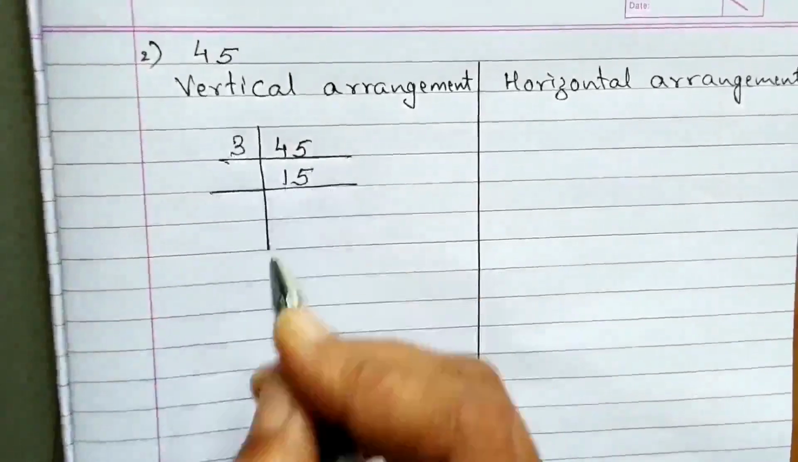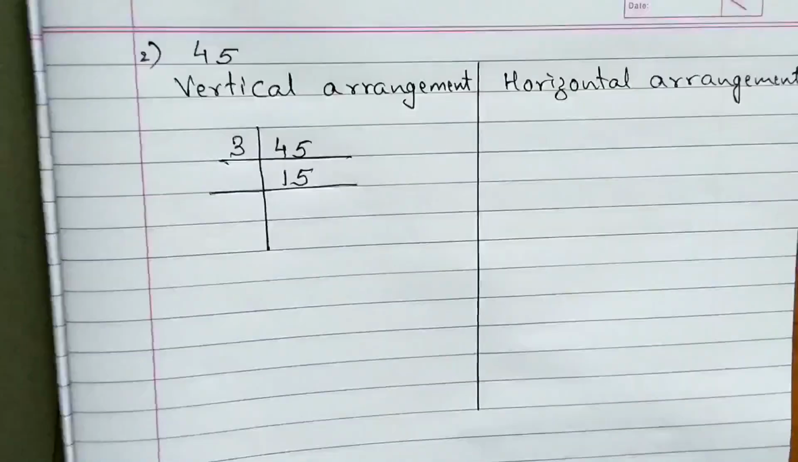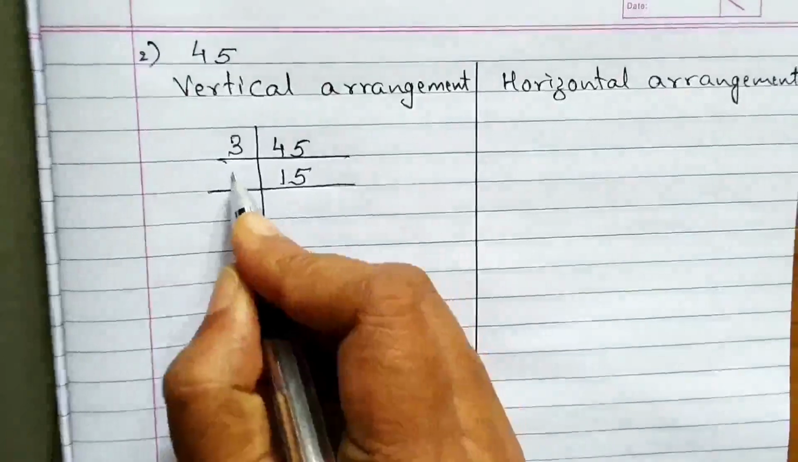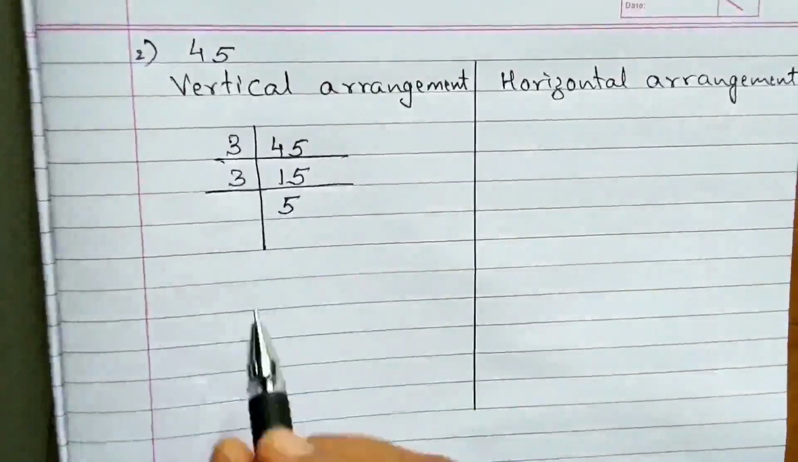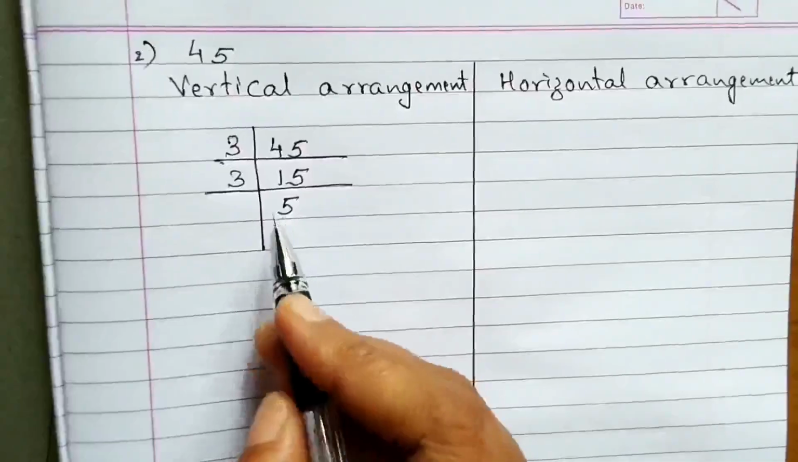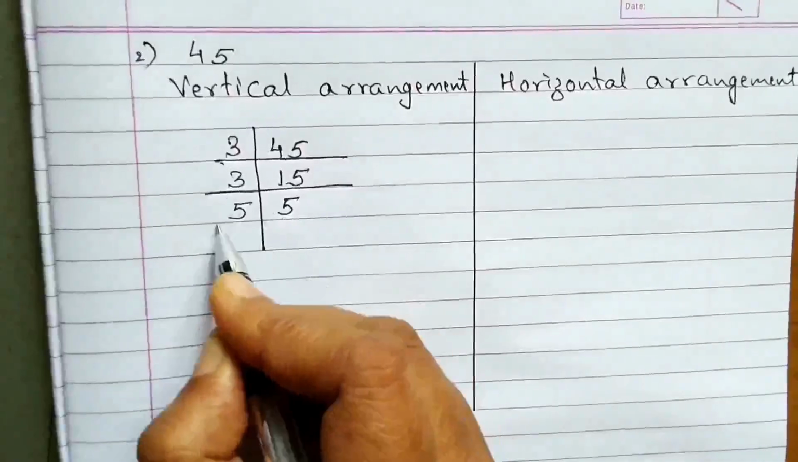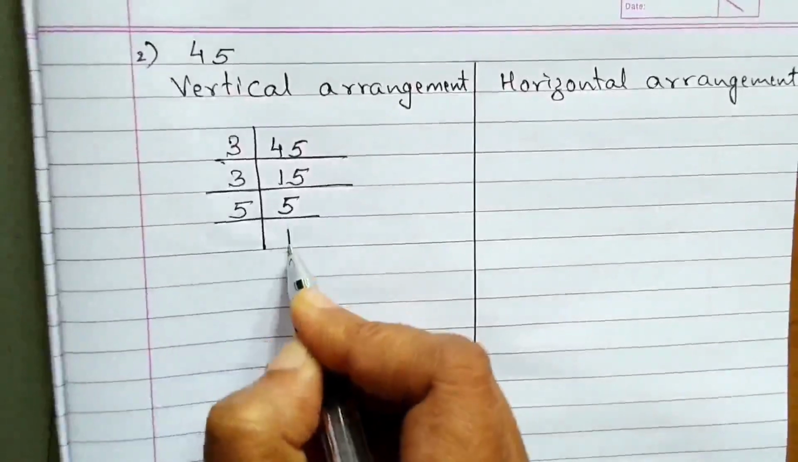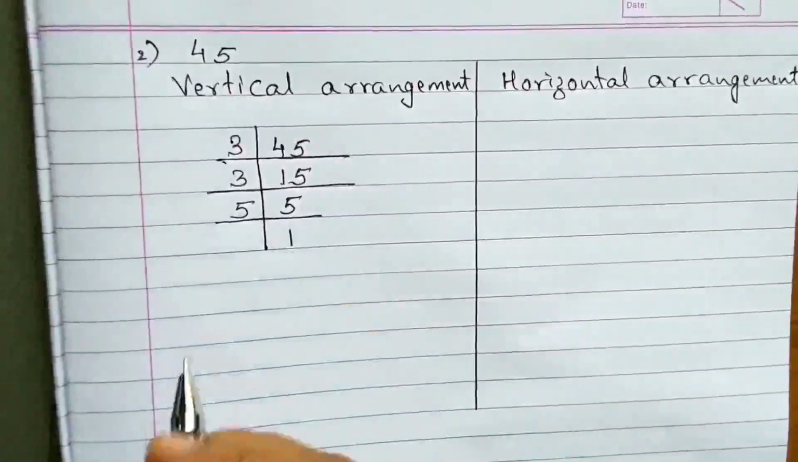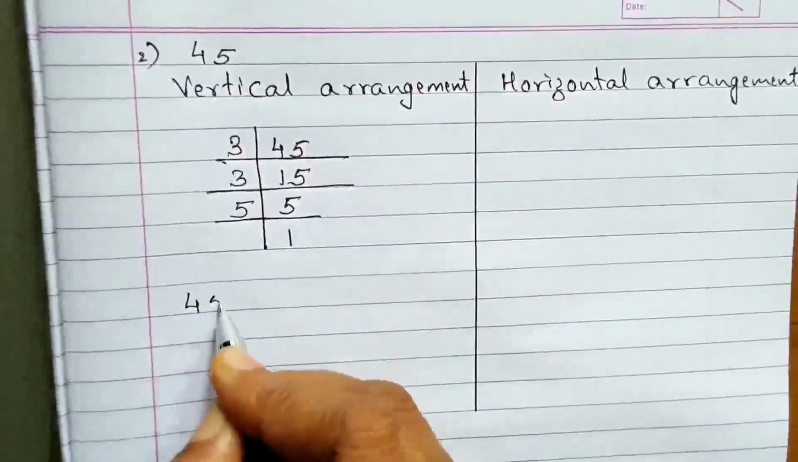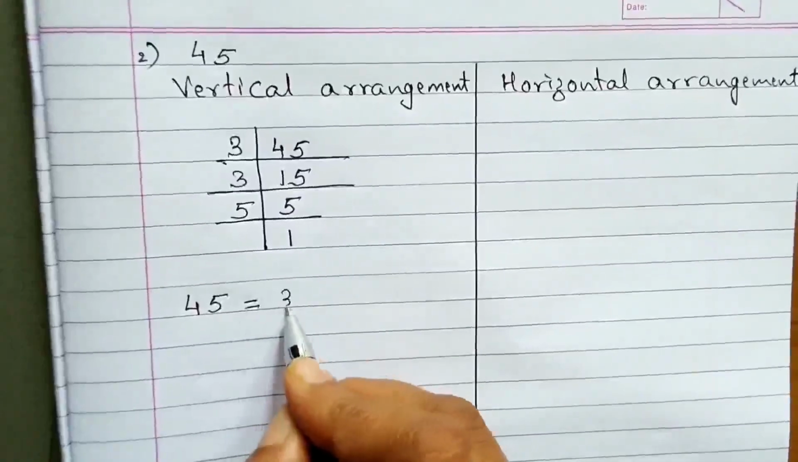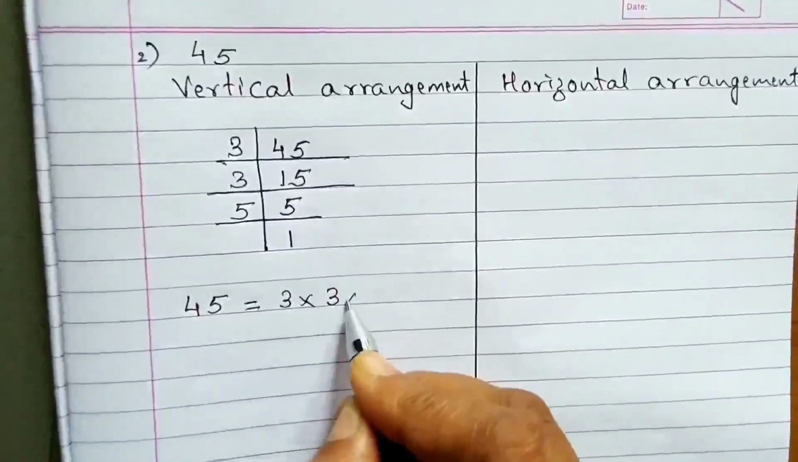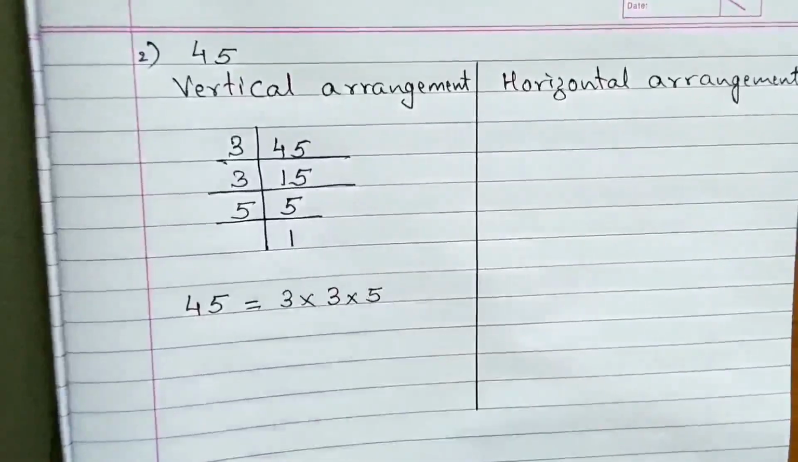So now you got the number 15. Now again, 15 is divisible by 3? Yes. 3 how many times is 15? 3 5 times is 15. Okay. Now this 5 is again a prime number, so this is divisible only by 5. So you get the quotient as 1. So how will you write 45 as product of primes? You can write 45 as 3 multiplied by 3 multiplied by 5.